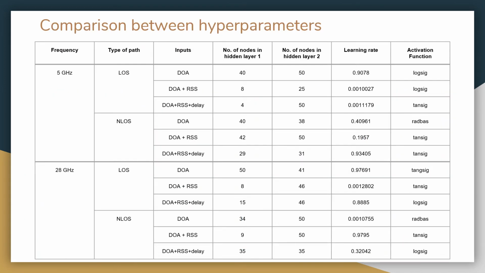This is a table which shows the best hyperparameters found by the Bayesian optimization technique for different cases. For example, for line of sight data at 28 GHz, while considering DOA only as input, the best hyperparameters are found to be 50 nodes in hidden layer 1, 41 nodes in hidden layer 2, the learning rate to be 0.97691, and the activation function to be tanh.